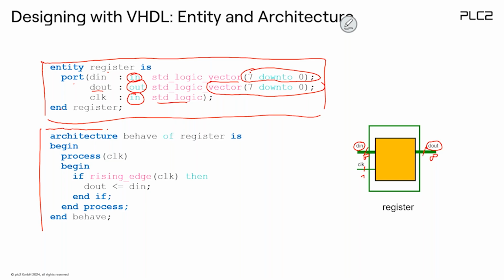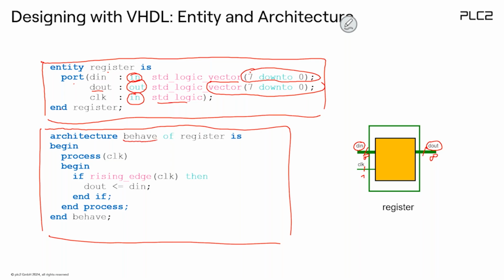Here, the next block, architecture with a name. You always need a name. Usually you call it XX or behave or something like this. And of register. You see, that's a relationship. This is the architecture of the entity register. This is a reference. This is the internal structure, internal behavior description of the entity defined here. Now, the name is the link register.